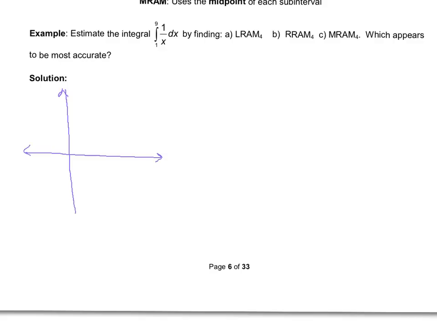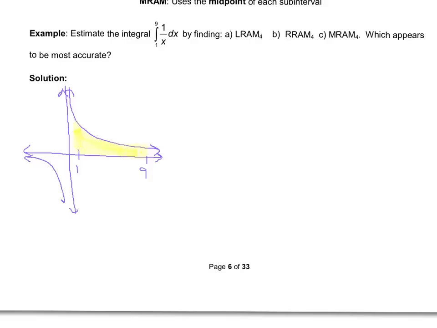Okay, so I'm just going to do a quick little graph. The graph of 1 over x looks something like this. And we're specifically looking at the x values from 1 until 9. So we'd be looking for this little area right here between the curve and the x-axis. So that's what we're trying to estimate or approximate using this RAM method. The first one is going to ask us to find an estimate using the left endpoint, so LRAM.